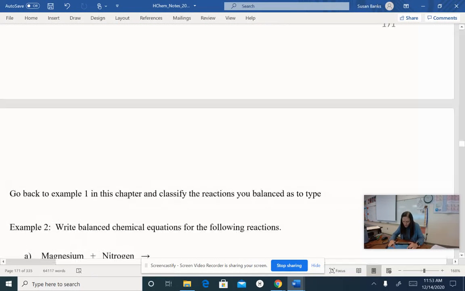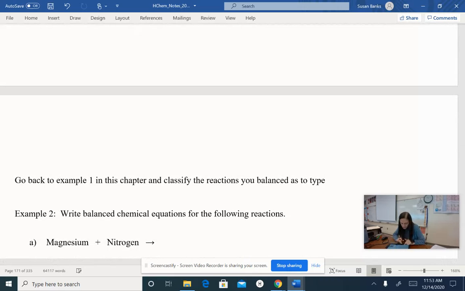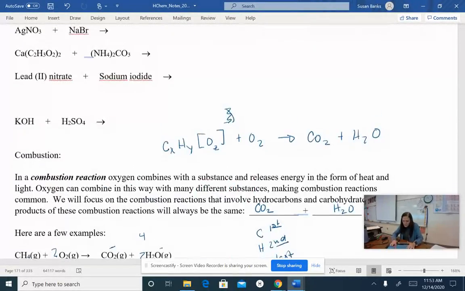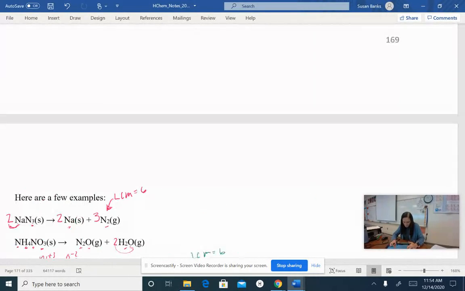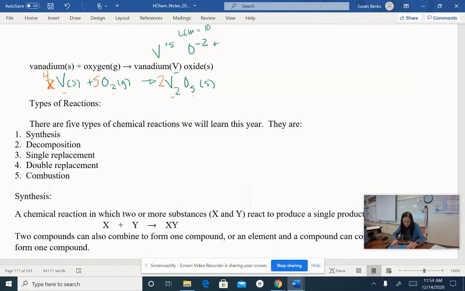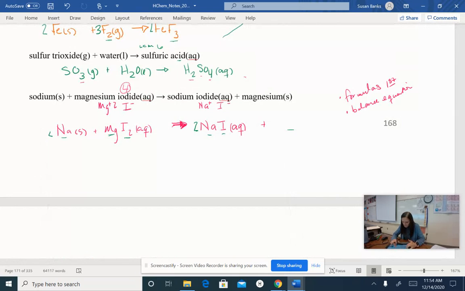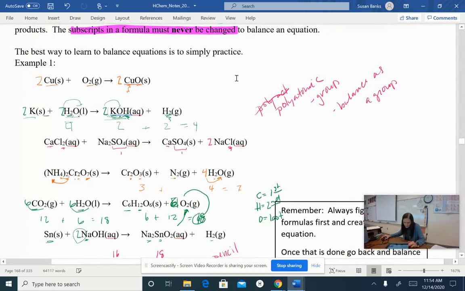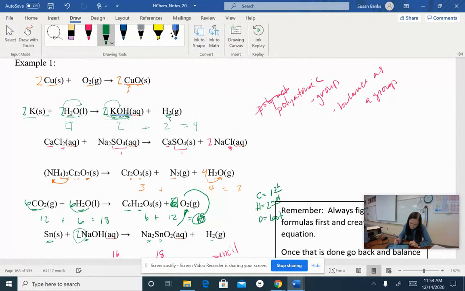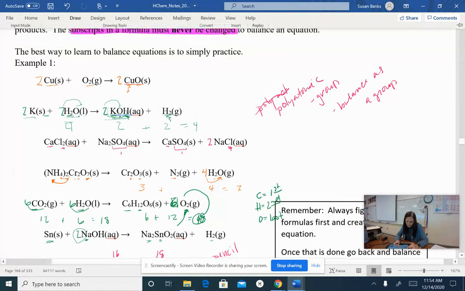All right? We want to go back to the first examples in this chapter and classify the reactions that we balanced, like the very first day, as to the types. So let's go back and look at these that we balanced way at the very beginning. Do you remember these that we did a couple days ago? Okay, so we're going to look at reaction types here. Going to get yet another color of pen. Okay, let's look at example 1.